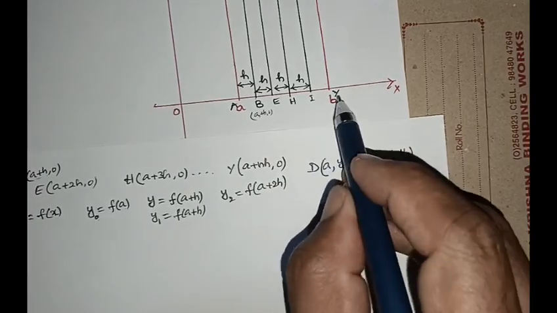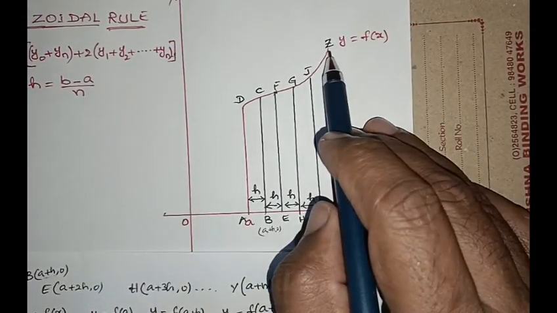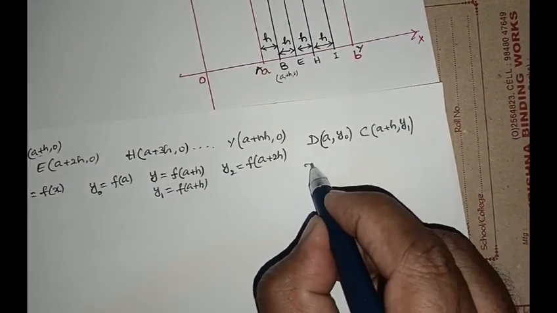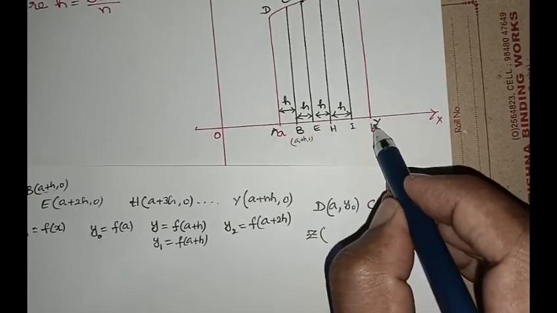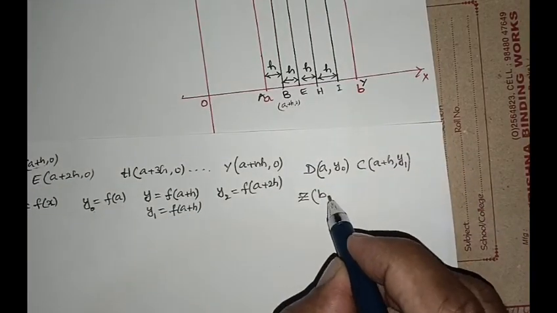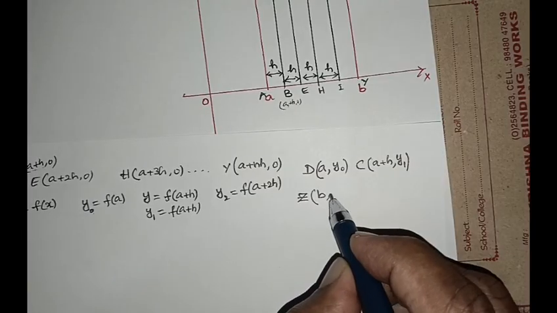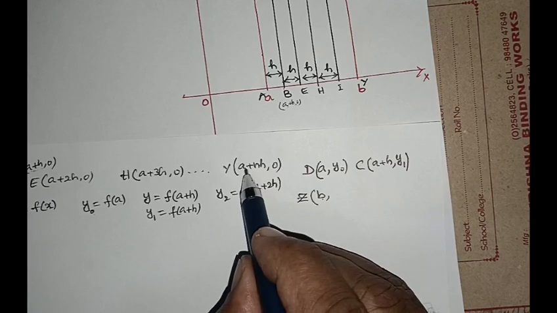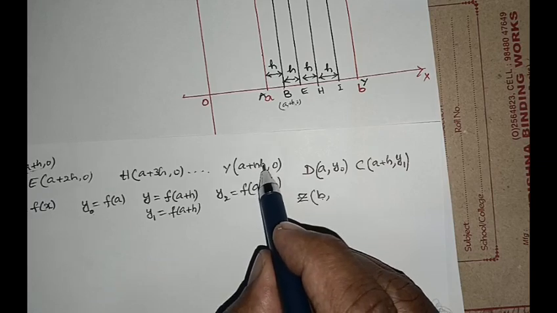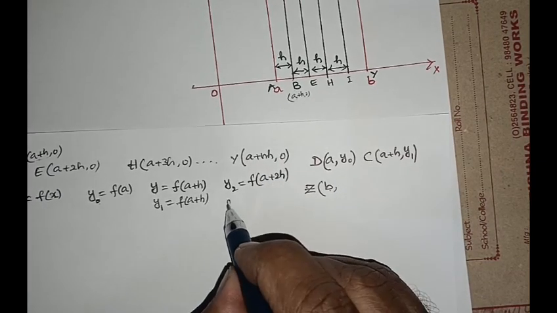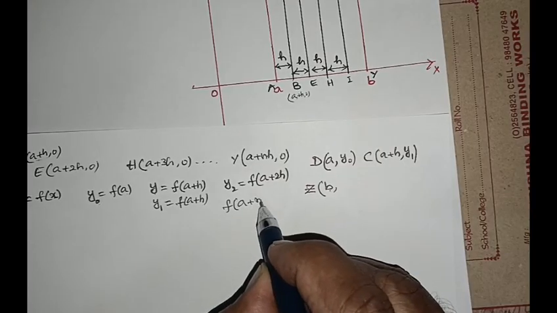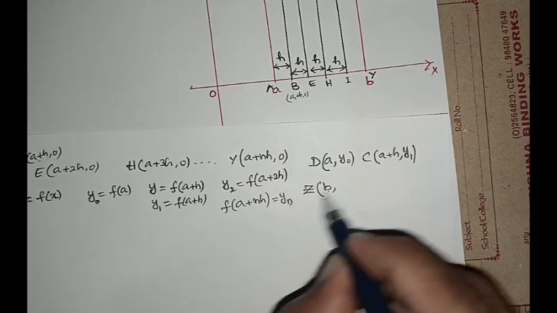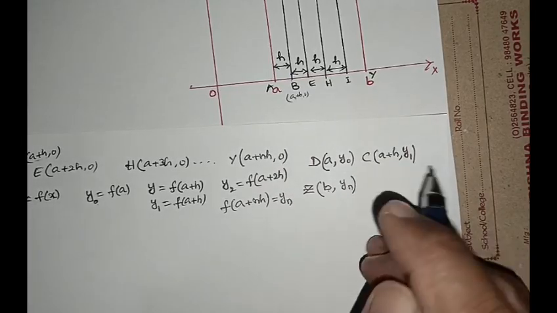Now finally, what are the coordinates of the point Z? Its x coordinate is b, I'm sorry, and its y coordinate is f of a plus nh. f of a plus nh is equal to, say, yn. So I am denoting it by yn.